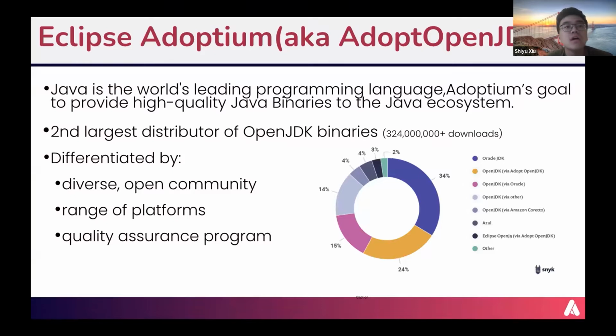First of all, Eclipse Adoptium, also known as OpenJDK. Java is the world's leading programming language. Adoptium's goal is to provide high-quality Java binaries to the Java ecosystem. It is the second largest distributor of OpenJDK binaries, with nearly 324 million plus downloads. It is differentiated by a diverse and open community, a range of platforms, and quality assurance programs.